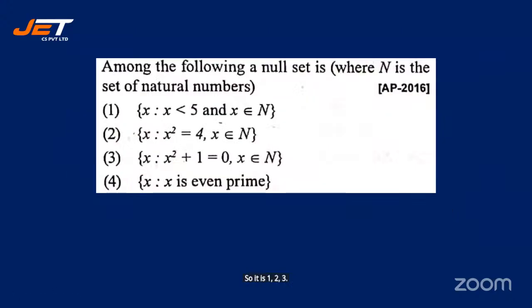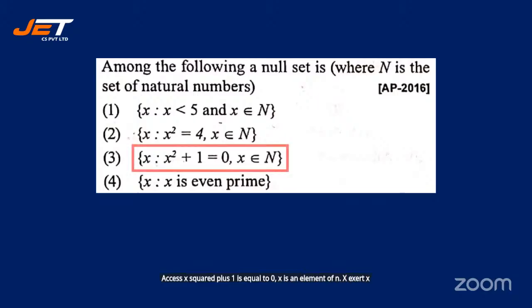Right. Among the following, a null set is, where N is the set of natural numbers: x such that x is less than 5, x is an element of N; x such that x squared is equal to 4, x is an element of N; x such that x squared plus 1 is equal to 0, x is an element of N; x such that x is even prime. So it is x such that x squared plus 1 is equal to 0, x is an element of N.